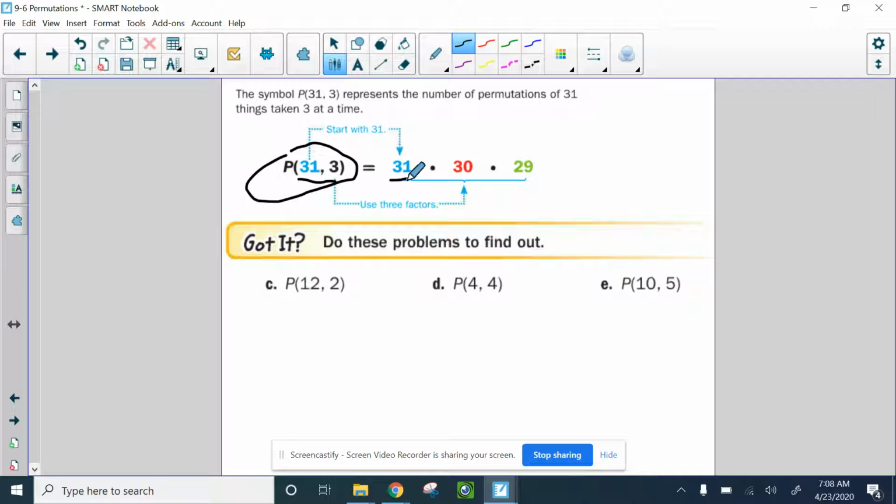So I'm going to start with 31. The second number tells me how many numbers I'm going to multiply together. So I'm going to do 3 numbers. So I would do 31 times 30 times 29 in that previous example.